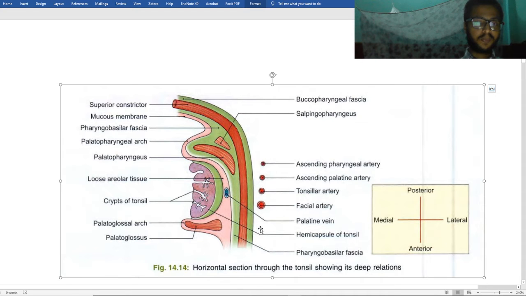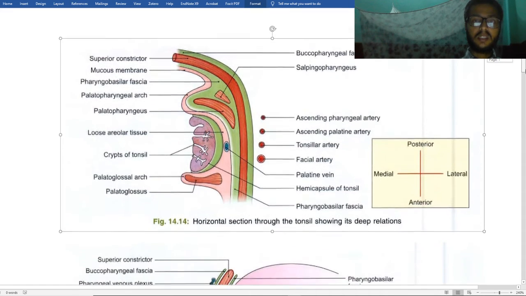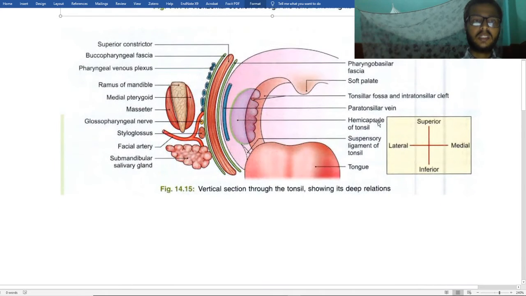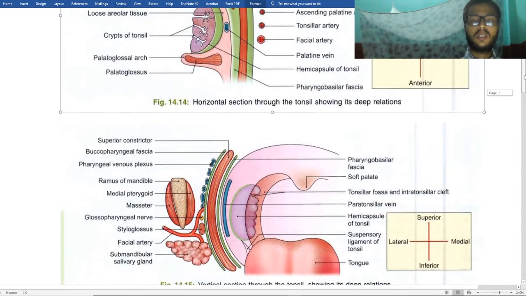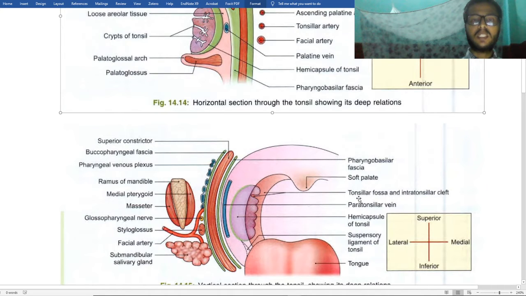So let me see whether I have a picture. Yes, you can see the picture here and orient yourself. This is the lateral side and this is the medial side, this is the superior side and this is the inferior side. This is the tongue. And you can see here the superior constrictor, here the buccopharyngeal fascia, and here the pharyngobasilar fascia.